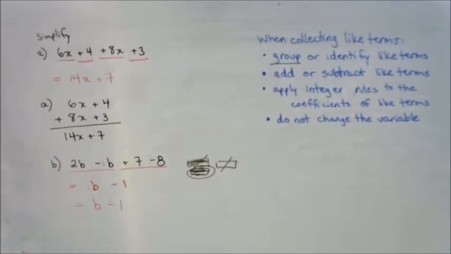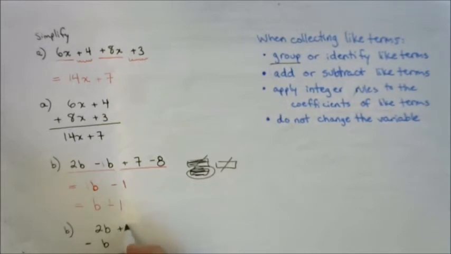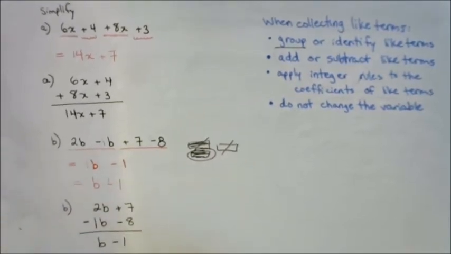Okay? Again, if you wanted to practice doing it the other method, if you wanted to line it up, you'd have 2b minus b, and you'd have +7 minus 8. And you could see 2 minus 1, and you can always draw this in if you want. 2 minus 1 is 1b, I'm just left with b, and 7 minus 8 is -1. Okay? Same exact answer.